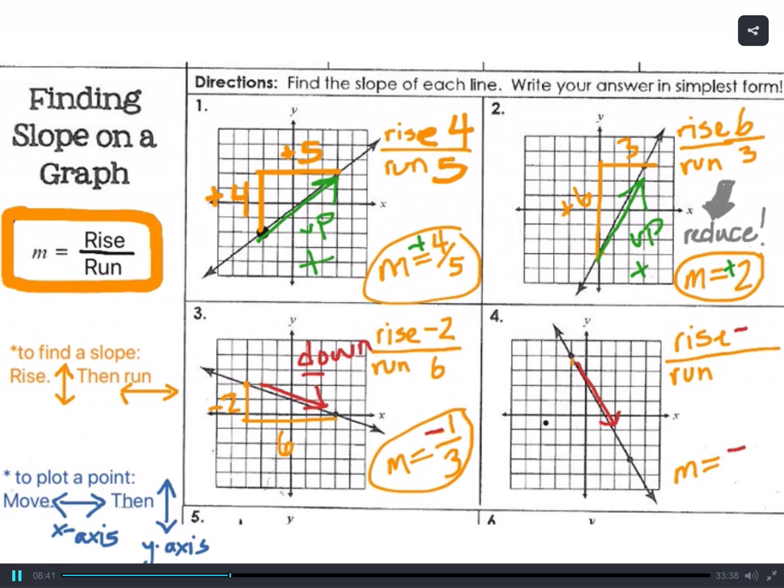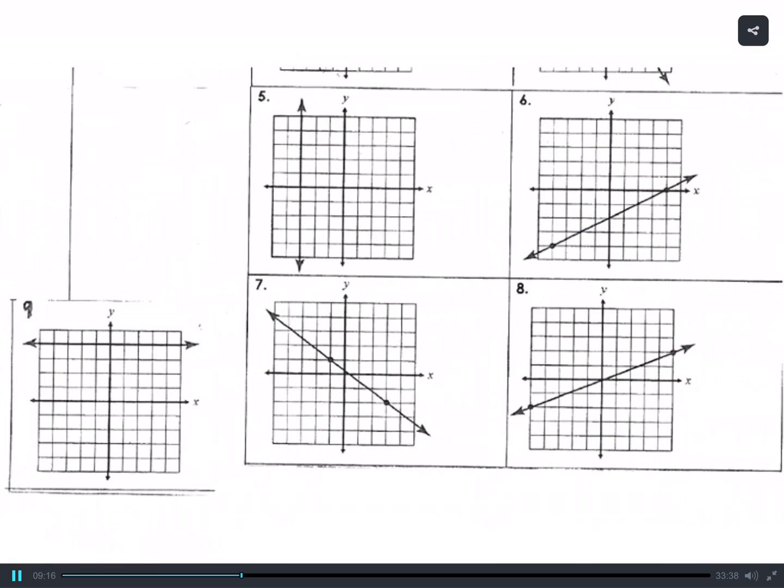The point on the left is right here, and I am going down 7 places. So down 7, and then I'm going to go over to the right, +4. So my final answer will be -7/4, because that does not reduce. And that's it. Let's go take a look at example 5.